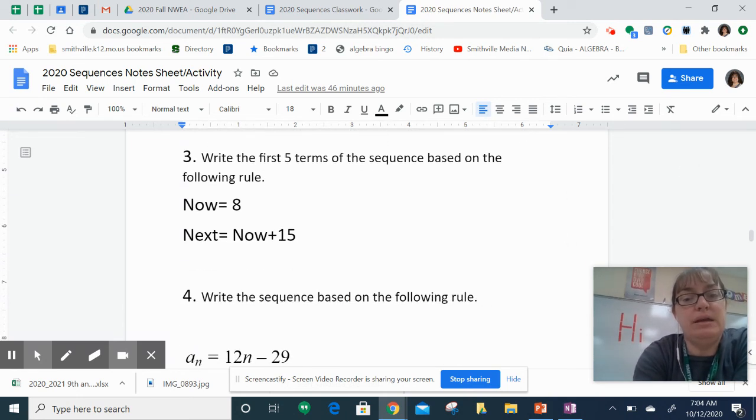Number 3 says write the first 5 terms of the sequence based on this rule. Guys, they give you the first one. The now is 8, so that's the first term. And then what are we doing over and over again? That's right, we're adding 15. So 8 would be my first term. Then 8 plus 15 would give me 23. Then 23 plus 15 would give me 38. 38 plus 15 would give me 53. And then 53 plus 15 would give me 68. There are my first 5 terms.